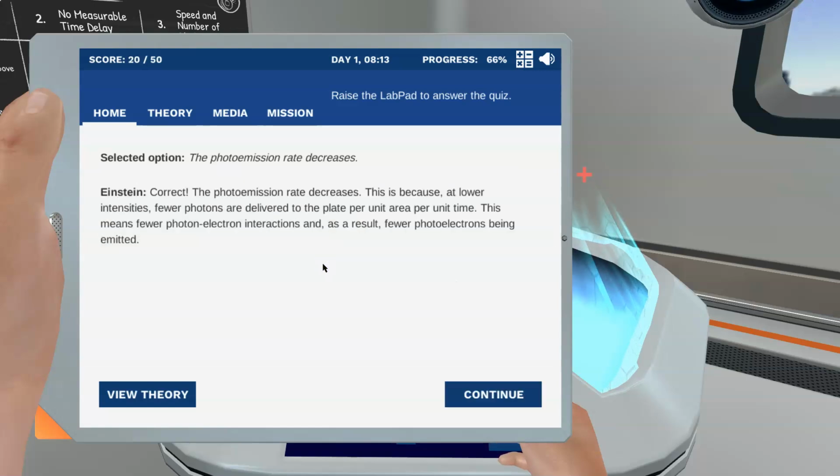Correct. The photoemission rate decreases. This is because, at lower intensities, fewer photons are delivered to the plate per unit area per unit time. This means fewer photon-electron interactions and, as a result, fewer photoelectrons being emitted.